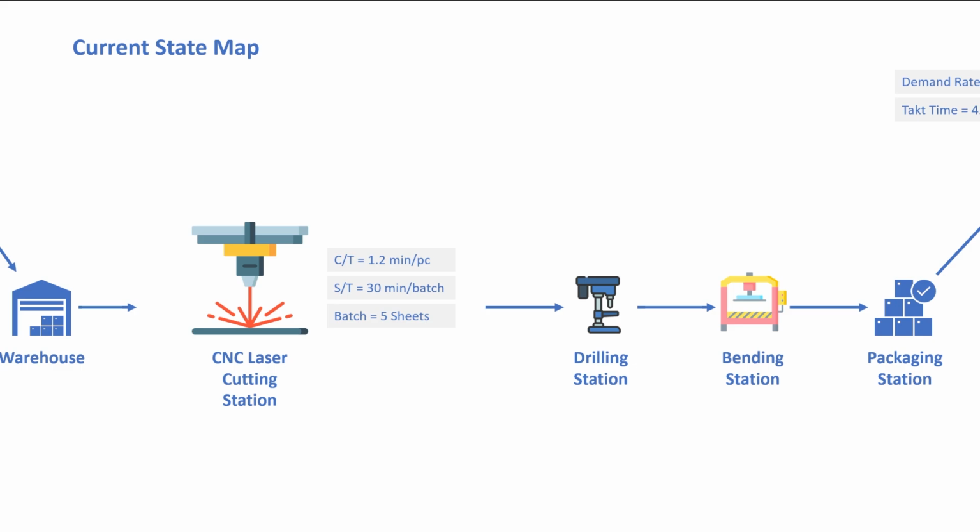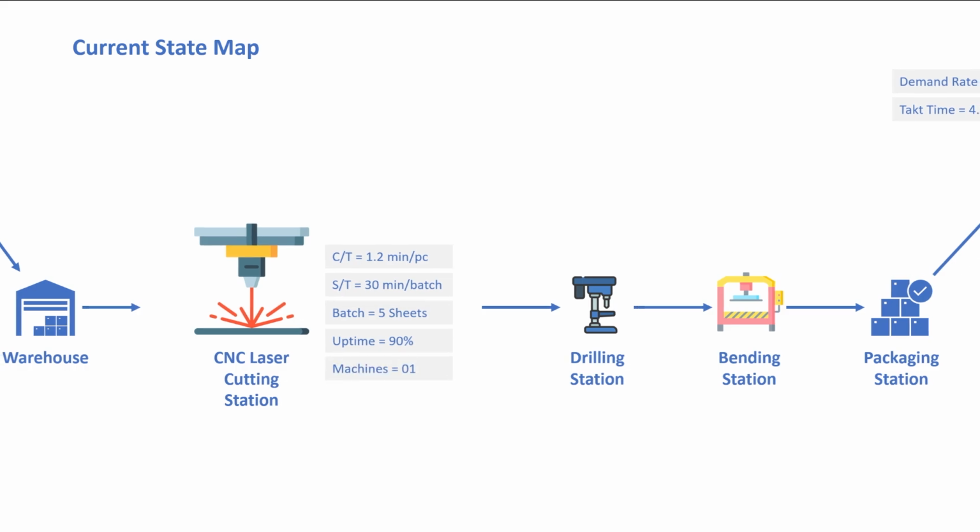What it means is that the machine runs a batch of 5 sheets before the machine needs a break for setting it up for the next batch, which takes 30 minutes. The average uptime of the machine is 90%. That is, the machine experiences breakdowns only 10% of the time. And finally, this station has a single machine.